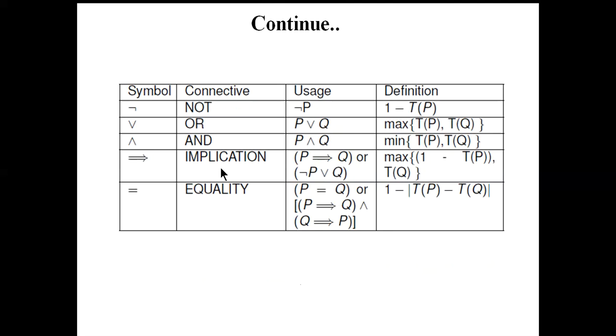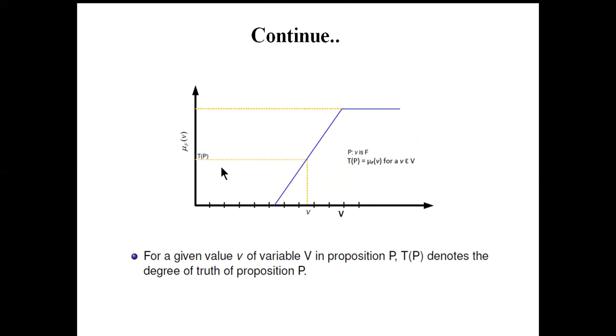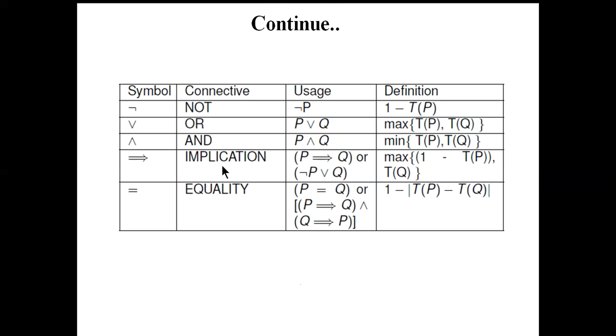In case of crisp proposition, the truth of proposition will be either 1 or 0. But in case of fuzzy proposition, it will be in between 1 and 0. It can take any value depending on the membership function.